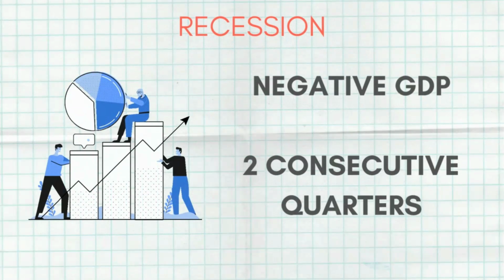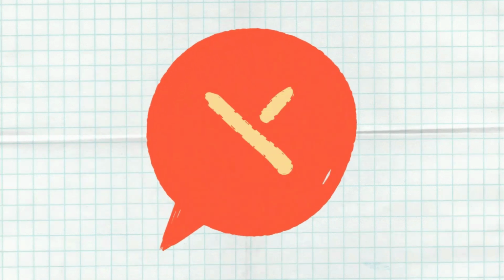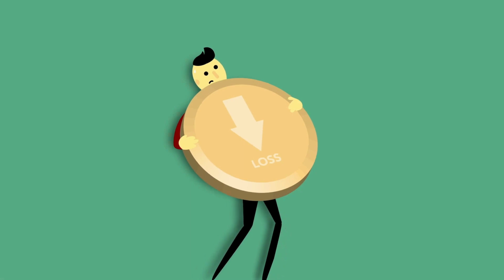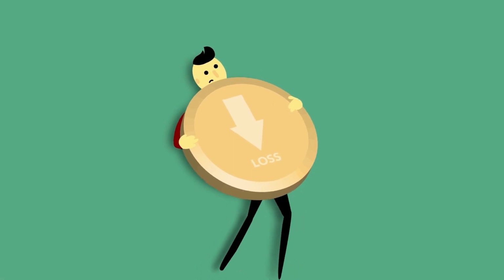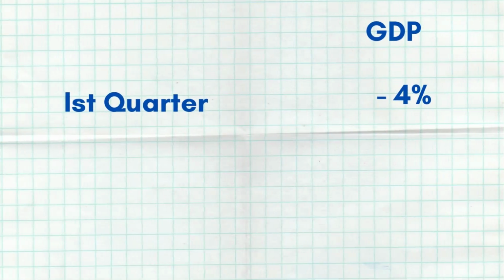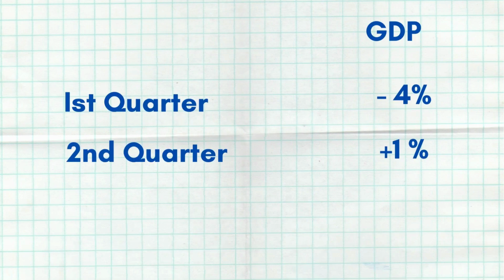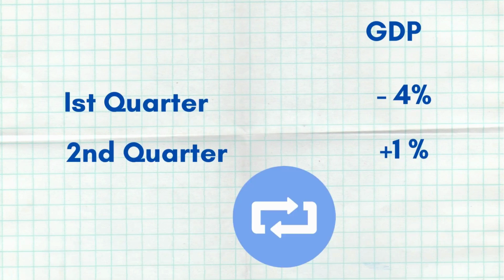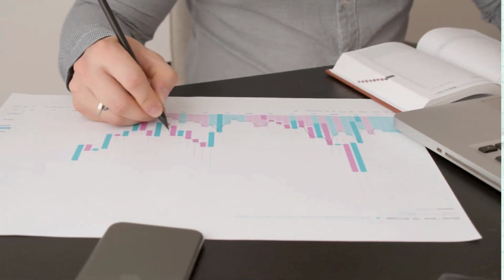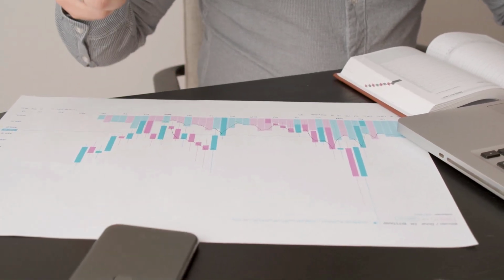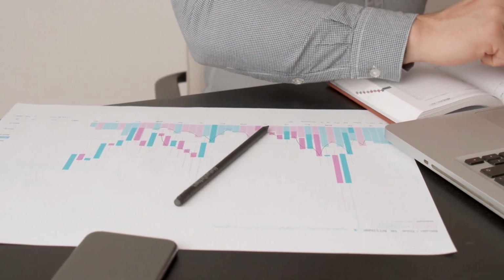In conventional terms, when a country's GDP is negative for 2 consecutive quarters, it's called a recession. But this definition is not so appropriate because there can be serious economic problems without a negative GDP for 2 quarters. Let's take this for instance. Nation A had a negative GDP of 4% in the first quarter, and in the next one it depicted a growth of 1%. Then again a 4% decline and 1% growth. Now tell me, would you not say that the nation is in a financial crisis? So here's a better one.